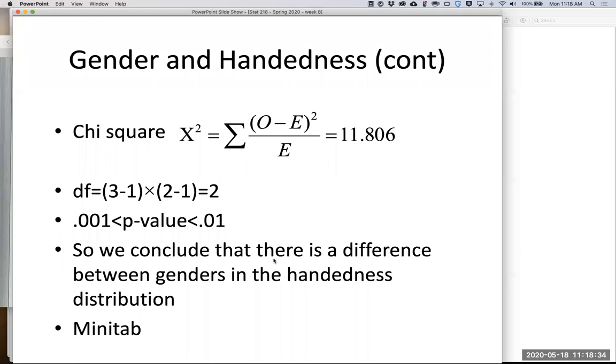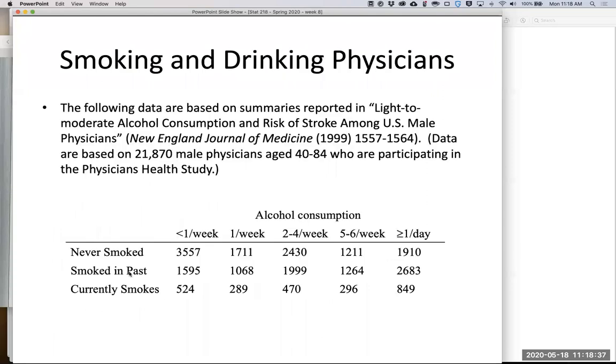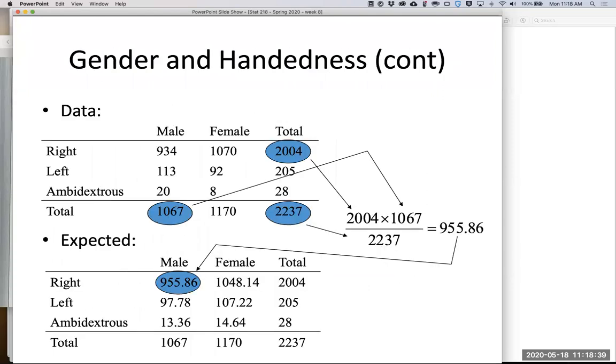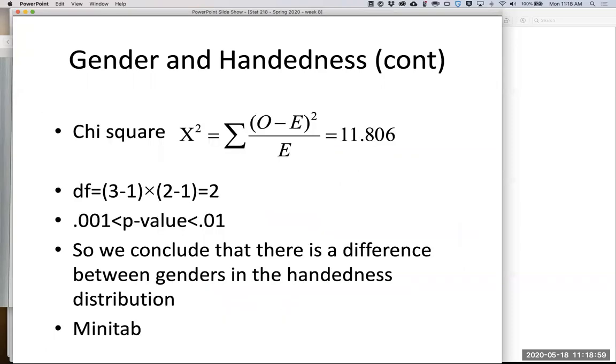It turns out that once we have 2 in the upper left cells determined, the others are for free. 2 is the degrees of freedom. It's the number that we have to get by row times column over total of the whole of the table. So my chi-square value is O minus E squared over E, 11.8 with 2 degrees of freedom. I get a p-value between 0.001 and 0.01.